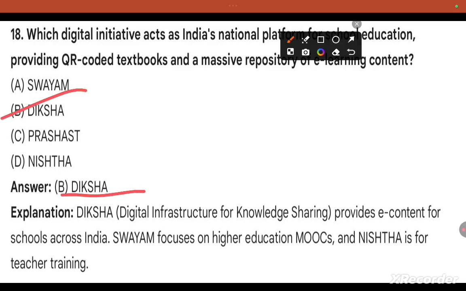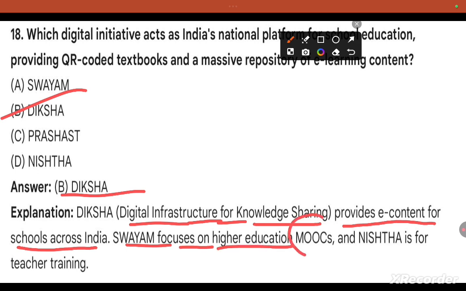Diksha, full form Digital Infrastructure for Knowledge Sharing, provides e-content for schools across India. Swayam focuses on higher education through massive open online courses. Nishtha is for teacher training.